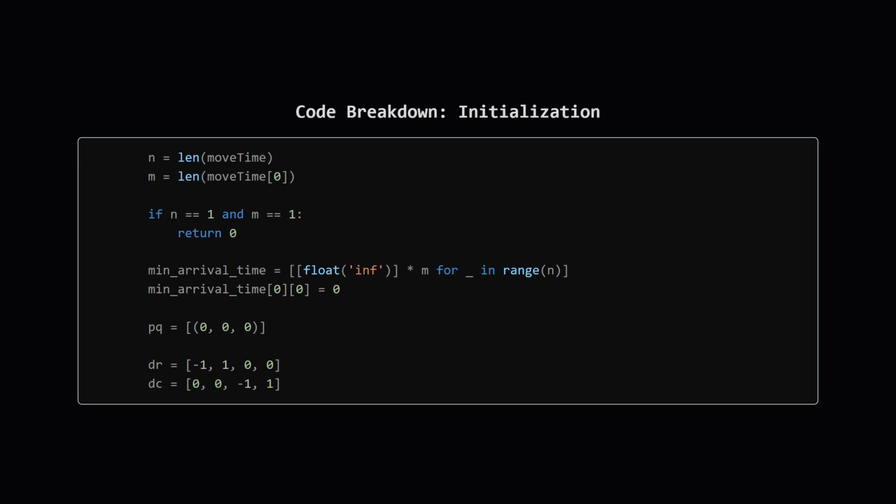We also set up our priority queue, PQ. It starts with just one item, our starting position, 0,0, with its arrival time of 0. And those dr, dc lists? They're just helpers to easily find neighbor coordinates: up, down, left, and right.